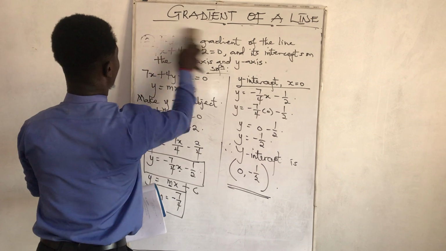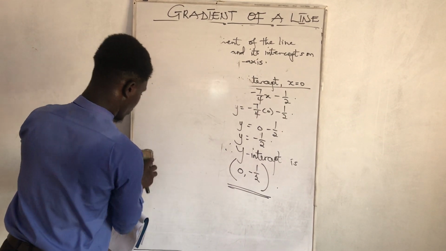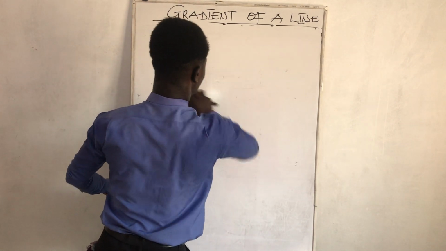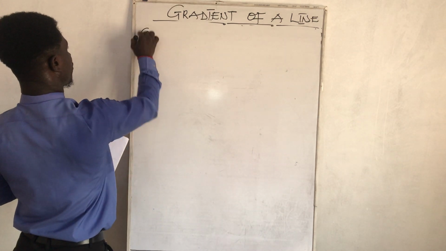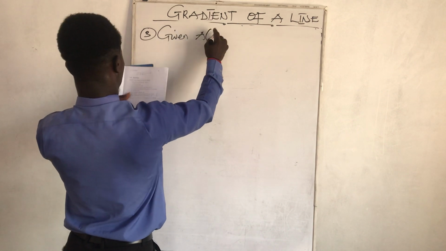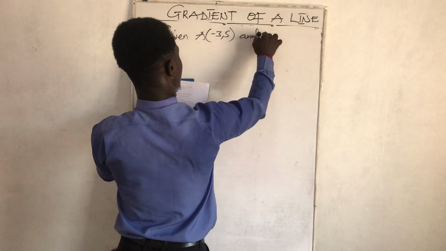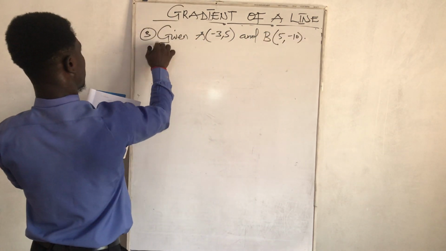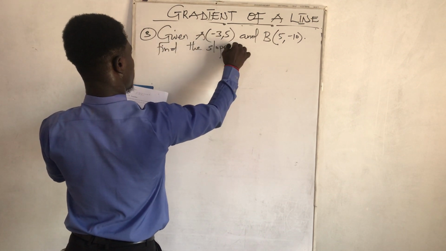Example 3. Given point A (-3, 5) and point B (5, -10), find the slope of AB.